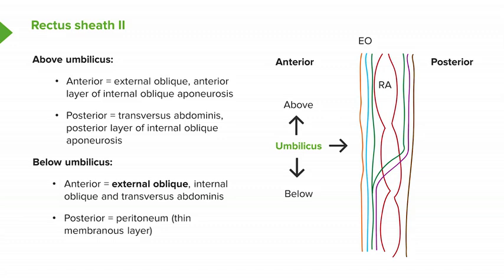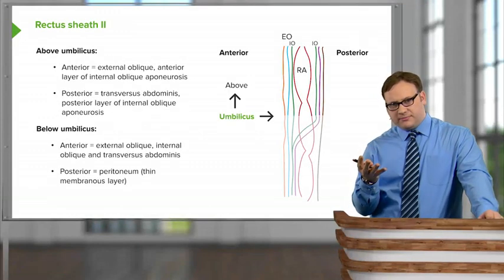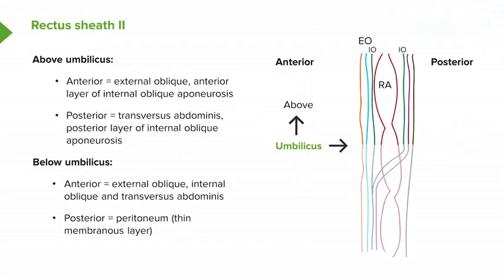If we go deep to external oblique, pick it up in green here, we can see that we've got internal oblique's anterior layer, because also in green, above the umbilicus, we can see internal oblique's posterior layer. So here we have internal oblique. It's anterior and posterior layers, where remember above the umbilicus, it's divided. What we can also see if we keep going posterior is transverse abdominis.